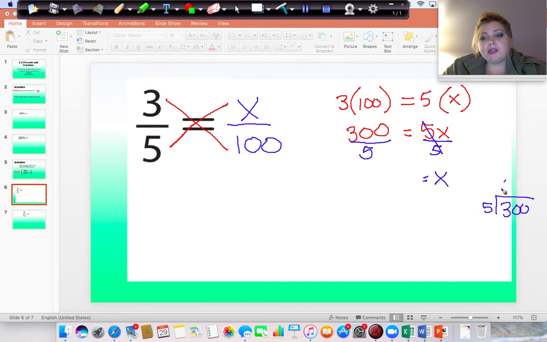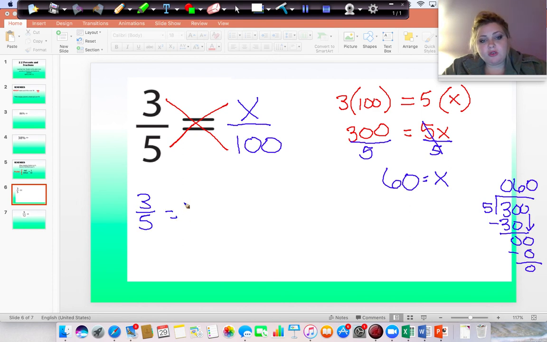5 goes into 3 0 times. 5 goes into 30. 6 times 5 is 30. Subtract, we get 0. Bring down our 0. 5 goes into 0, 0 times. 5 times 0 is 0. Subtract, and we get 0. So, our x is equal to 60. Therefore, 3/5 is equal to 60 over 100, and 60 over 100 as a percent should be written as 60%.